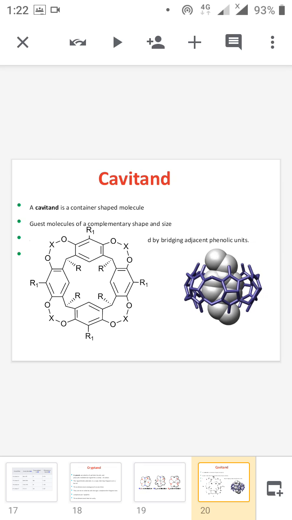Next is the cavitand. Cavitand is a container-shaped molecular receptor, and here the guest molecule is of a complementary shape and size, and the bridging. So this is the structure of the cavitand, and what is shown on the right hand side is the guest-host relationship of the metal and the cavitand, and it shows the cavitand which is formed by the resorcinol and bridging adjacent phenolic units.